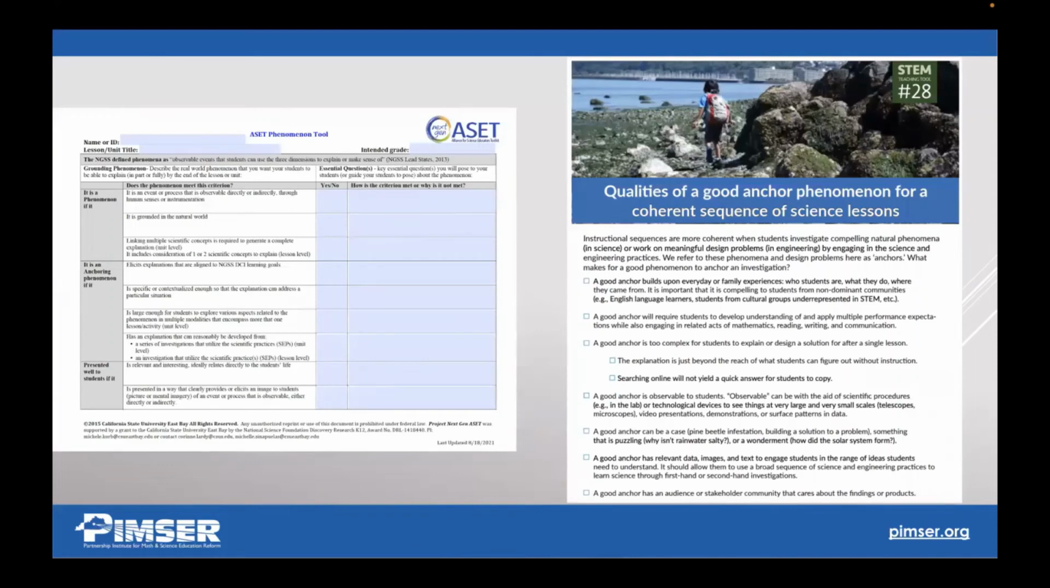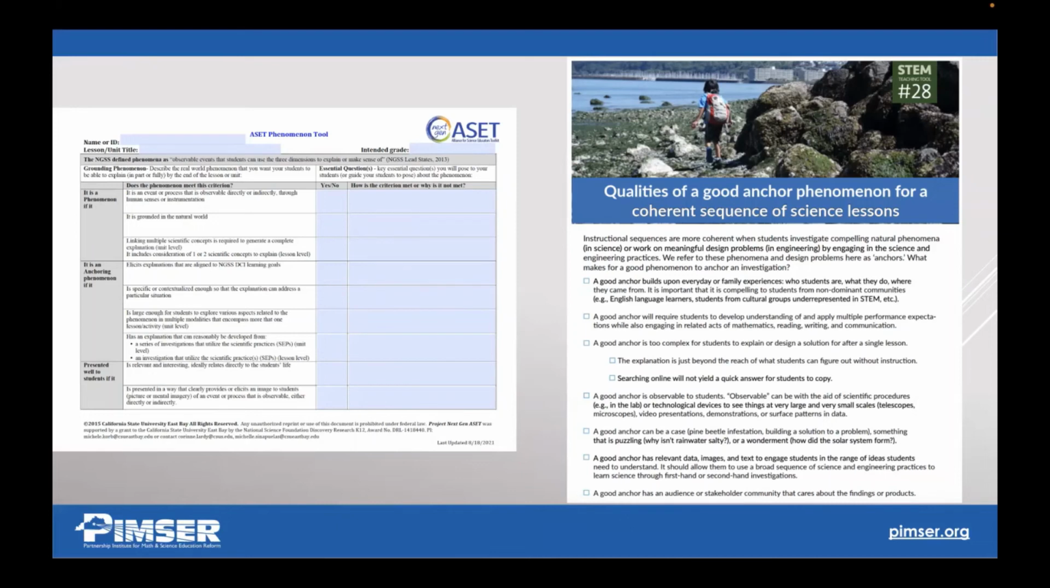In your resource folder, and there are links to these as well on your resource document, are a couple of different resources that you can use to help you think through that phenomenon. There's one from the ASET group, which is a collaborative of universities that have been working on support materials for developing or revising instructional materials based on the Next Gen science standards. And the phenomenon tool is just a series of questions, very similar to those statements that were on that STEM teaching tool number 28 that you can use.